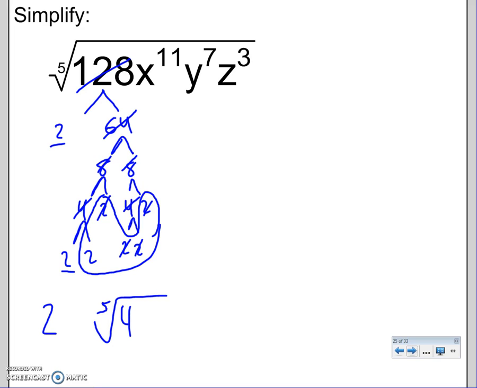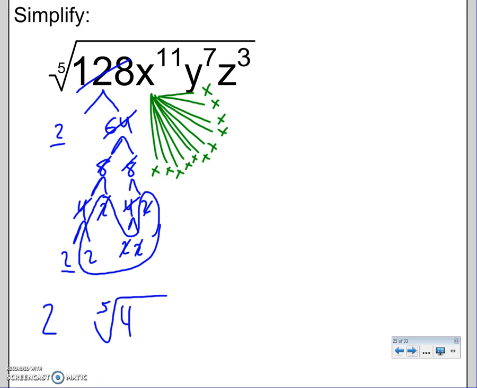Now I gotta do it for the letters. Now x to the 11th, if you want to do the long way, there's 11 x's. I'd circle groups of 5. So 1, 2, 3, 4, 5, and another 1, 2, 3, 4, 5. There's 2 complete groups. One makes it out, the rest disappear. One makes it out, the rest disappear. So 2 x's make it out. So x times x is x squared. That single x stays inside.